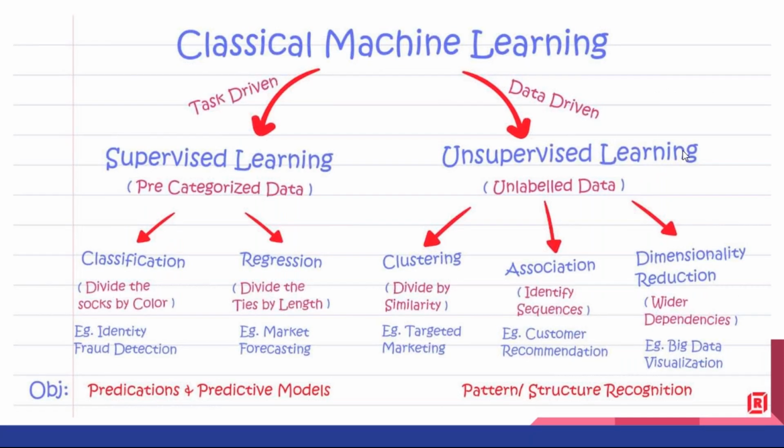Okay, so classical machine learning के देखें अगर तो these are the associations, or you can say these are the different divisions of it. So पहले हो गया अपना supervised learning. It is related to task driven depending on the task that I'm trying to solve. उसके accordingly so classification आ जाएगा. तो divide stacks of colors, उसको अलग अलग करना. Identifying fraud. So regression के केस में divide the ties of length. So मतलब market forecasting के लिए.